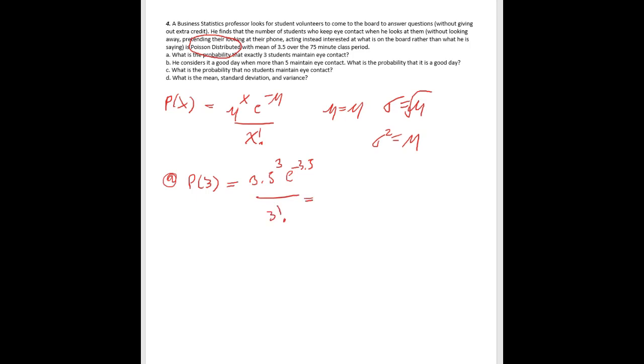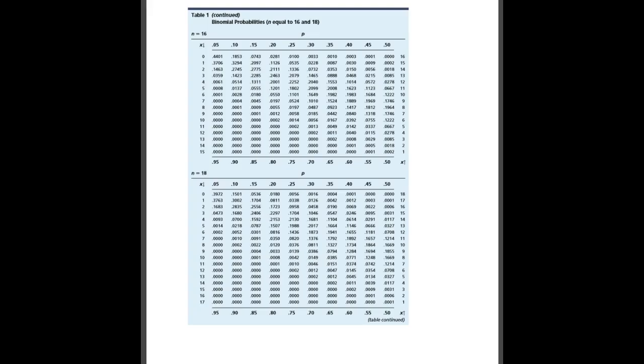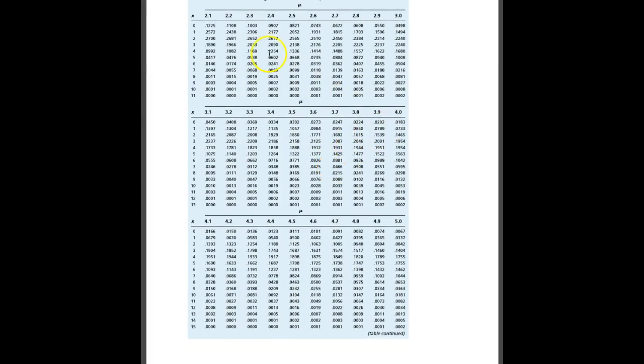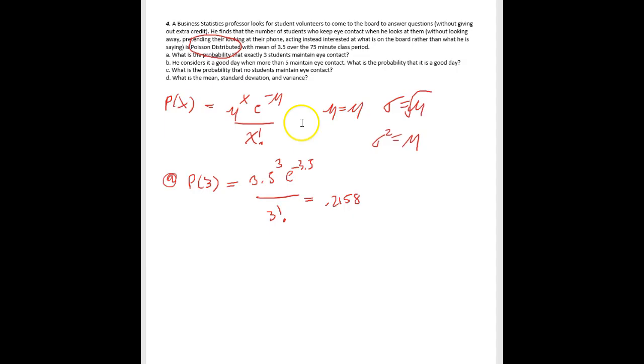Okay, and if we run that calculation, we're going to get 0.2158. And you can also look this up in your table. We would just have to go to our Poisson table where we have a mean of 3.5. So we're looking at the Poisson table here, looking across, trying to find 3.5. We found it. Okay, and then we march down to x equal 3. 0.2158. Okay, that's the same thing that we got here. So we're able to calculate it, and we're able to use our table for that.